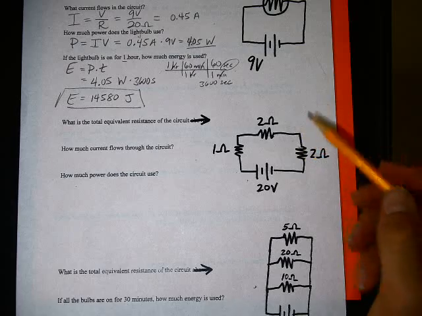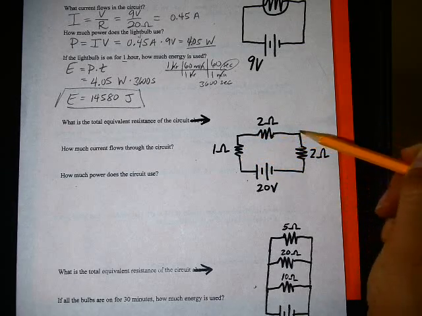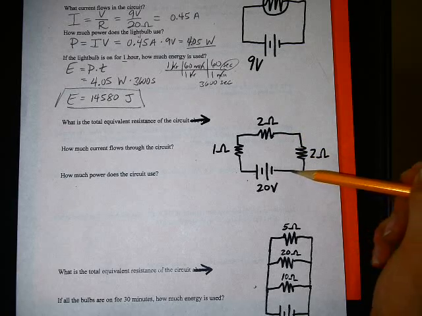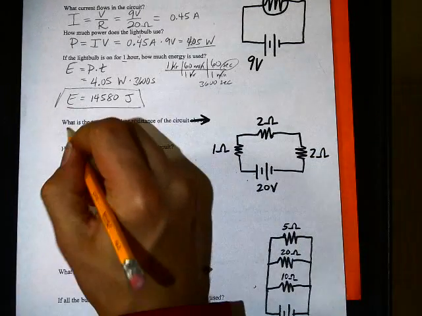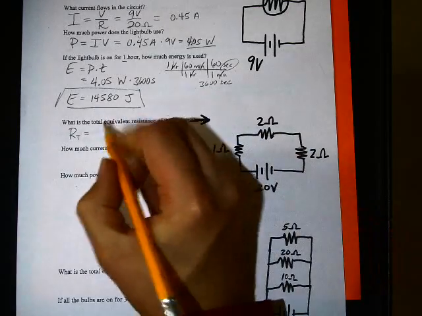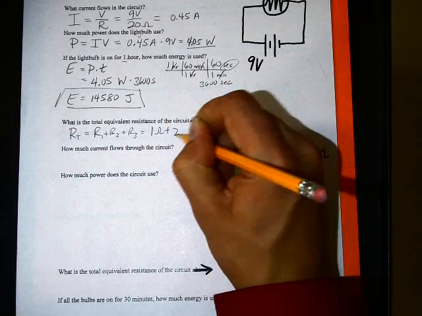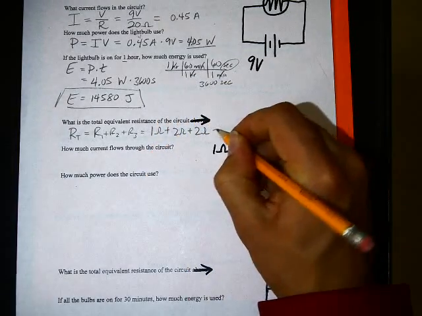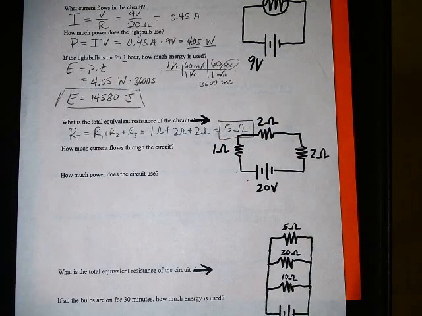And so the total resistance, if it has to go first through 1 ohm, then through 2 ohms, then through 2 more ohms, then the total resistance is just 1 plus 2 plus 2. I believe this was in our notes that for the total resistance of a series circuit, you just add them up. So 1 ohm, 2 ohms, and 2 ohms for a total of 5 ohms. So total resistance is 5 ohms.